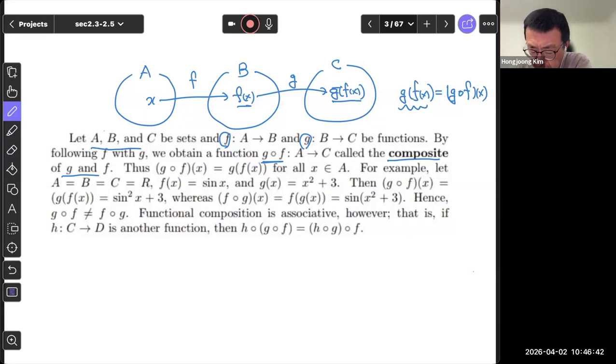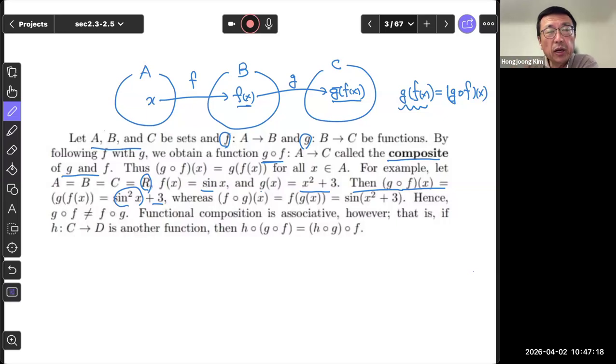So for example, when A, B, C are all the real numbers and f of x is sine x and g of x is x squared plus 3, then the composite of g and f will be, you first evaluate f of x and then you are looking for the image of f of x. So f of x is sine x, and then the image of sine x under g will be sine squared x plus 3. So that is the composite of g and f.